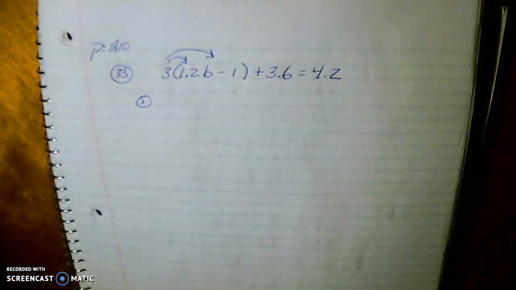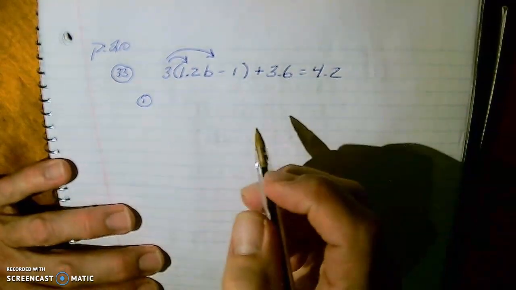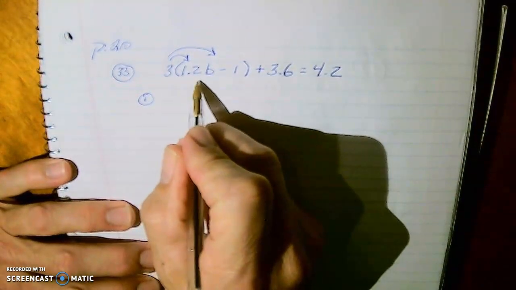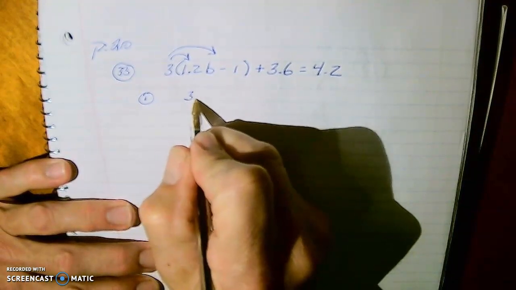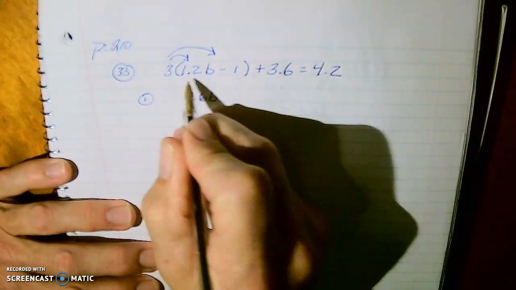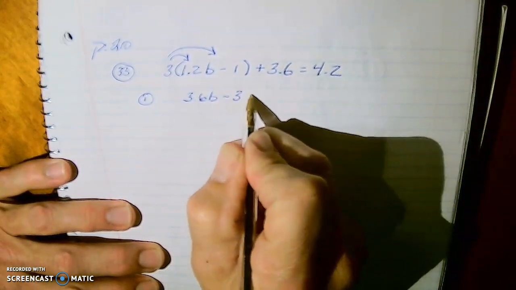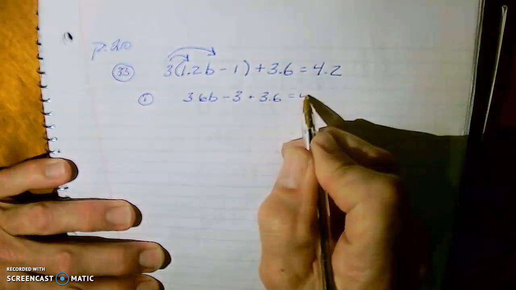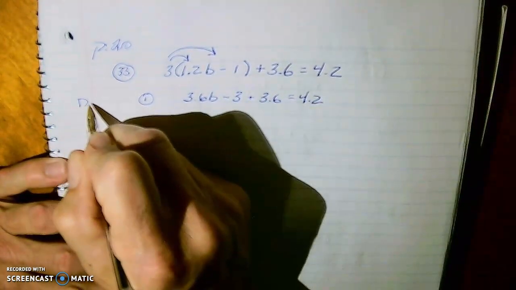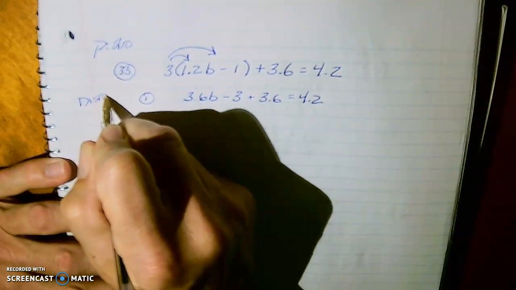So we'll distribute across this subtraction that's inside. 3 times 1.2b is going to give us 3.6b. Negative 1 times 3 is going to give us a negative 3, plus 3.6 equals 4.2. So first, we distribute.